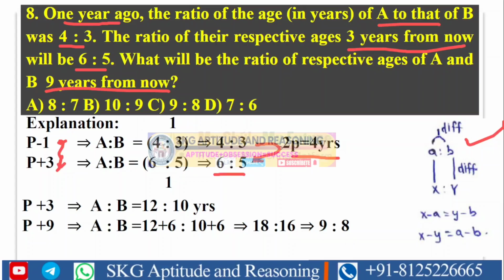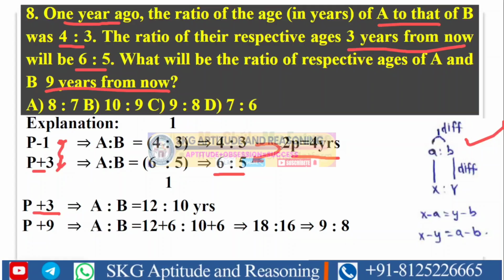So there are multiple ways to solve the problems. All you need to do is practice more questions to learn how to approach them or how to get the answer within less time. For the time being, in the question he asked us to find the P plus 9 age. So that's why I'm trying to find the P plus 3 age. If I find the P plus 3 age and add 6 to both persons, then I'll get the P plus 9 age.